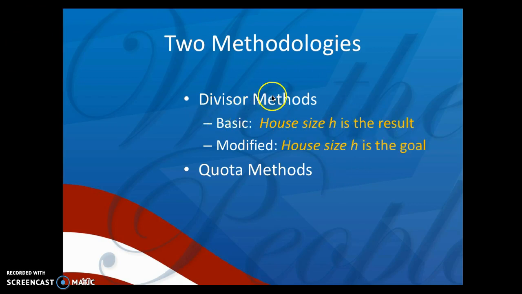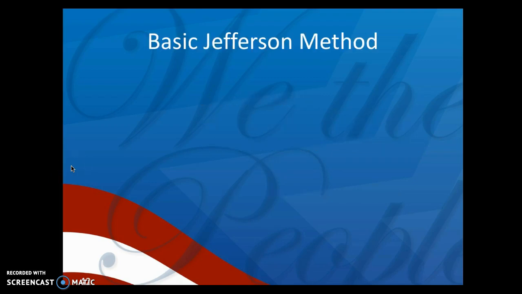Modified divisor method, the House size H is the goal. We want the House size to contain 200 members. You would use the modified method. If you don't care what the House size is, as a result, you use the basic. And thirdly, the quota method, which we've already talked about, the Hamilton method. That's one quota method. The House size H is the resource. You use the House size to then create the quota.